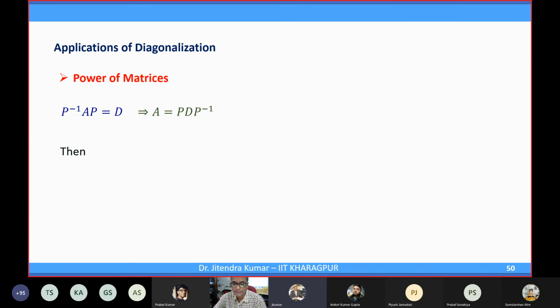Just try to get what is A square. So A square will be simply PD P inverse multiplied by again PD P inverse. So PD P inverse multiplied by PD P inverse, and then P inverse P, that is the identity matrix. So what you get at the end, it is P D square P inverse. And the basic principle behind why it can be used for getting the power of matrices, as you can see in the A square itself. A square is nothing but P D square P inverse.